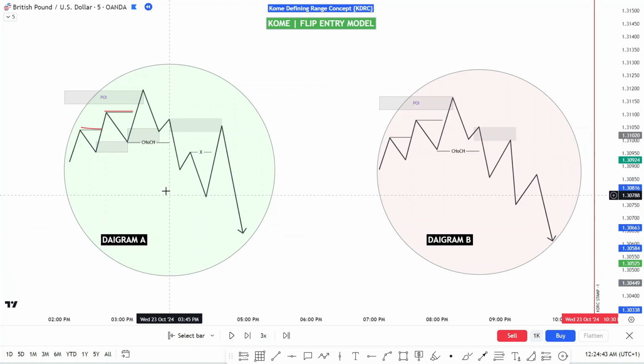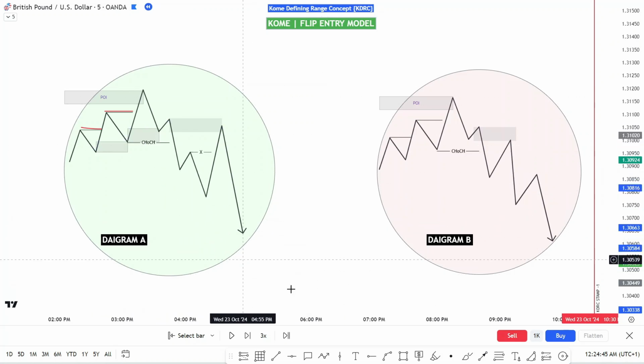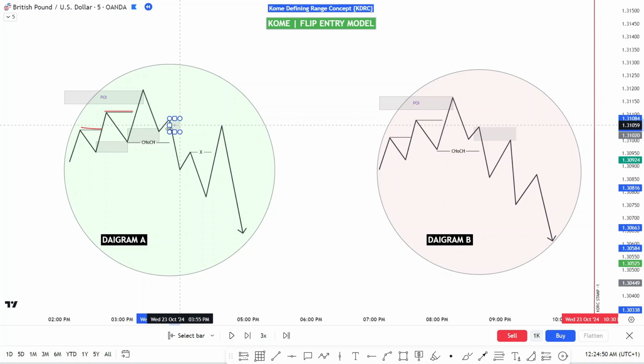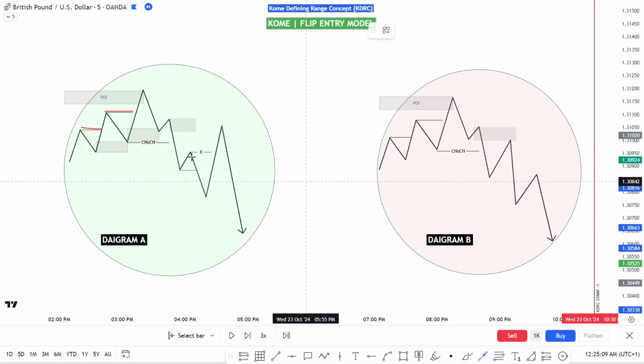So the first thing, after we have seen a change of character, after we've identified our flip point, of course, the flip zone is this, then the next thing is we need to wait for another break of structure to the downside, or to the direction of our trend, as the case may be, right? So we have this as our break of structure. So we now mark our zone for what? For inducement. So this becomes our inducement.